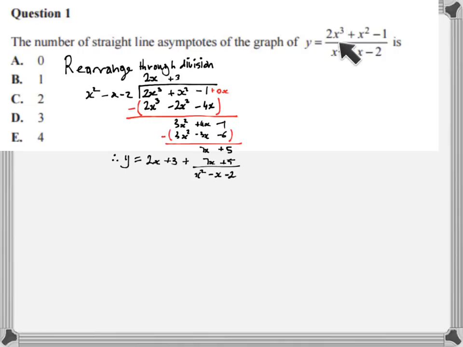Here we've got a polynomial, think of it as a polynomial over a divisor. Well, that's the same as the quotient plus the remainder over the divisor. Okay, so there it is. I have a new form. Now, I can already identify a few things from here. Well, I know that I'm going to have some vertical line asymptotes when the denominator here goes to 0. And I may have a slant asymptote depending on this term as x approaches infinity.